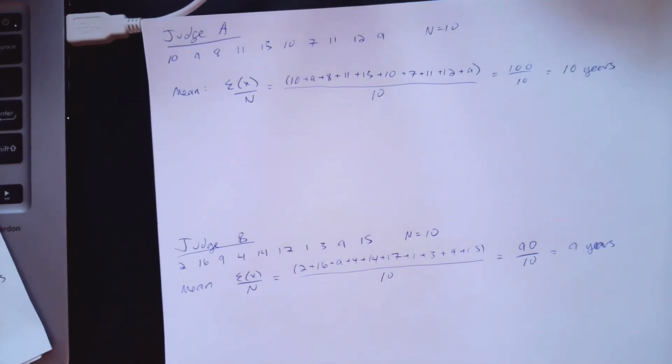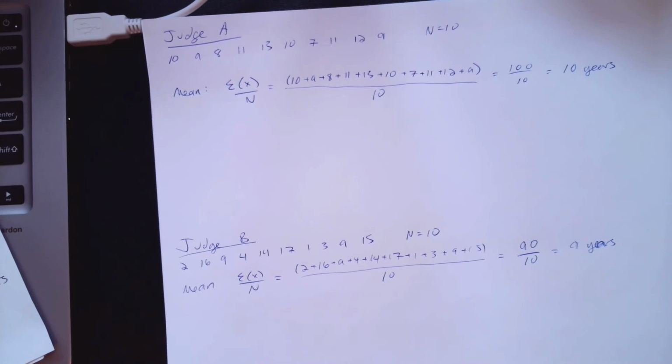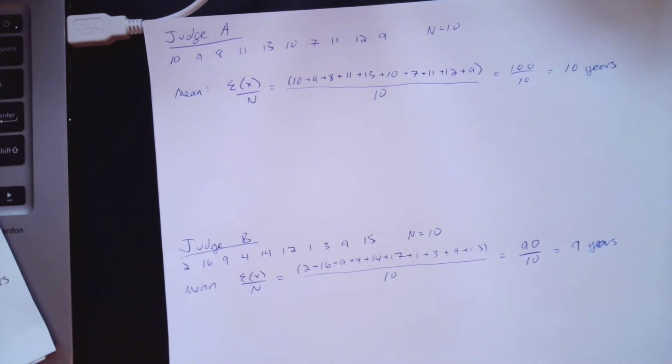All right, so question answered, right? Judge B is more lenient than Judge A. Judge B assigns an average sentence of 9 years, so obviously we want to go with Judge B.